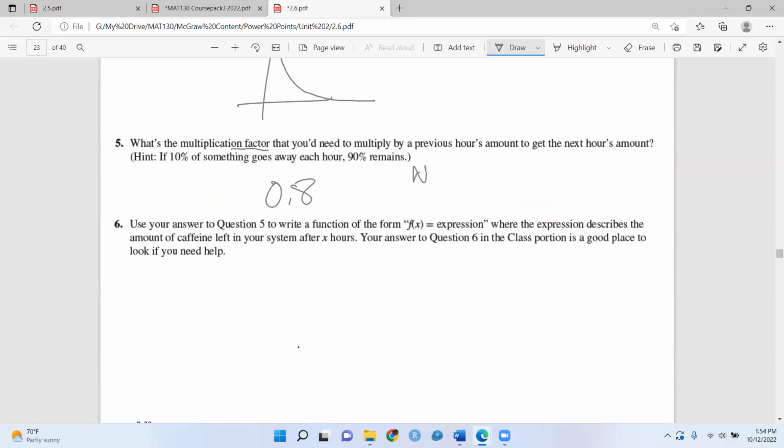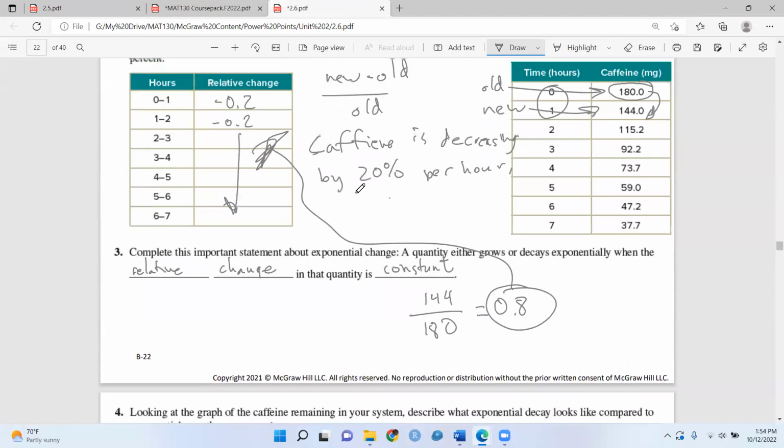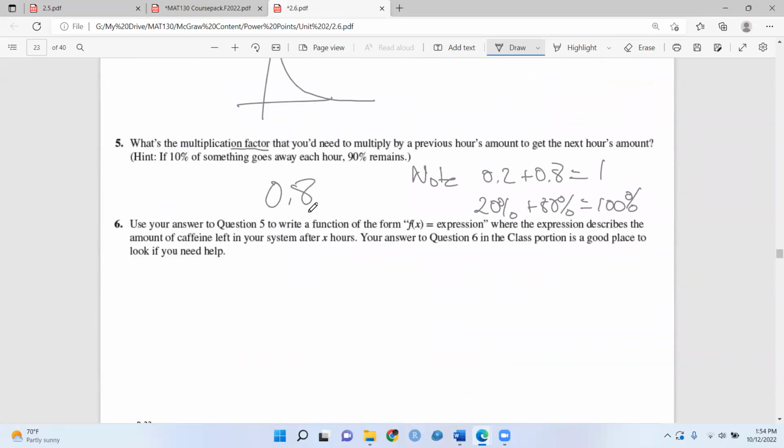I'll just do this. Note 0.2 plus 0.8 equals 1, or 20% plus 80% equals 100%. So when something is decreasing by a specific amount each time, the relative change is a constant negative percentage, then the multiplication factor is 100% minus that percent decrease.